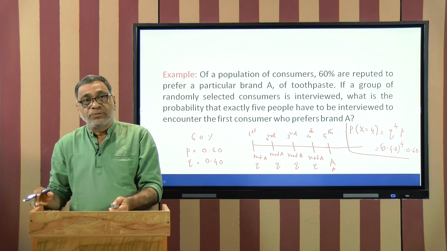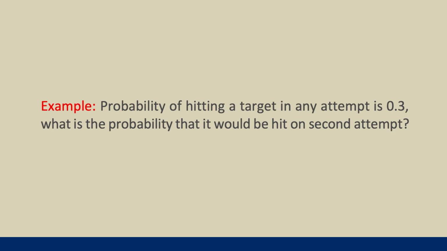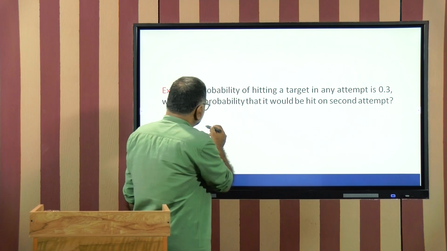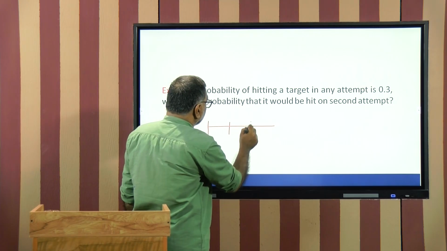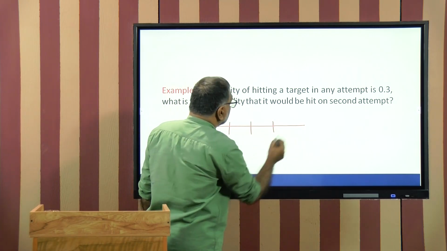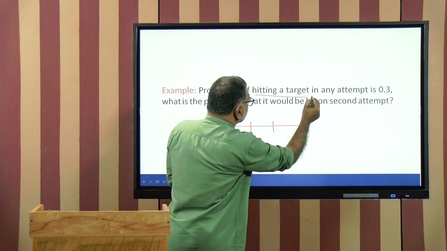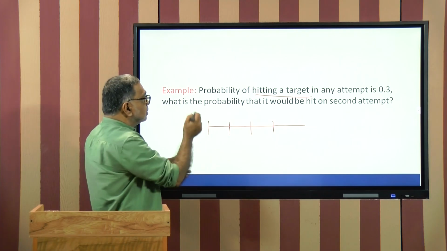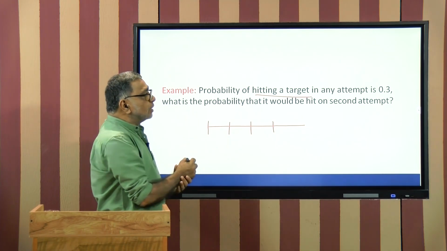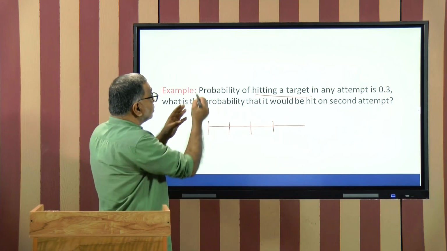Similarly, consider another example. Suppose probability of hitting a target in any attempt is 0.3. What is the probability that it would be hit on the second attempt, or on the third attempt, or like that? That is, we are hitting a target, and that means there are two possibilities, either hit the target or not hit the target. So, success and failure, and hitting the target in any attempt is 0.3.